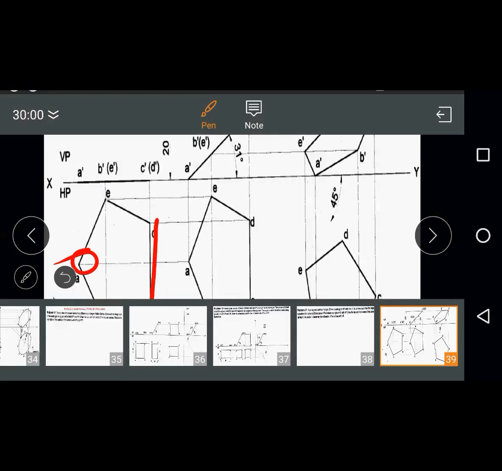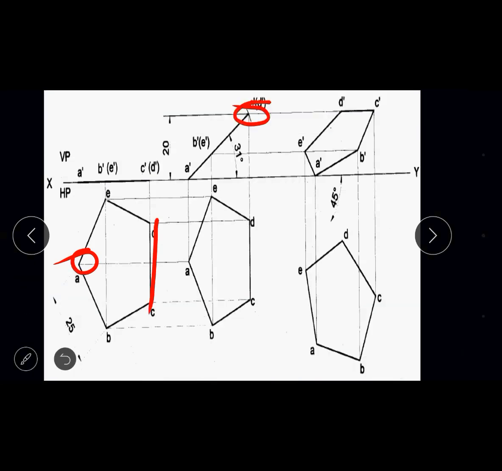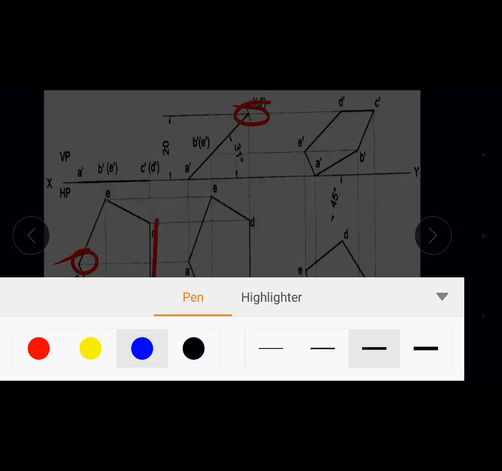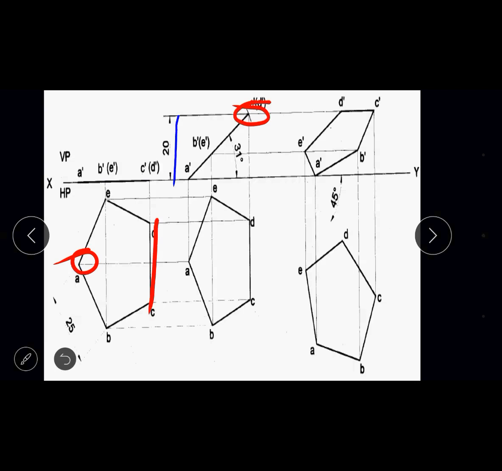In the next step, what you have to do is consider a vertical line of 20. I'll use some other color. Consider a vertical line of 20 as shown in this figure. And then draw the locus line. This is a locus line.